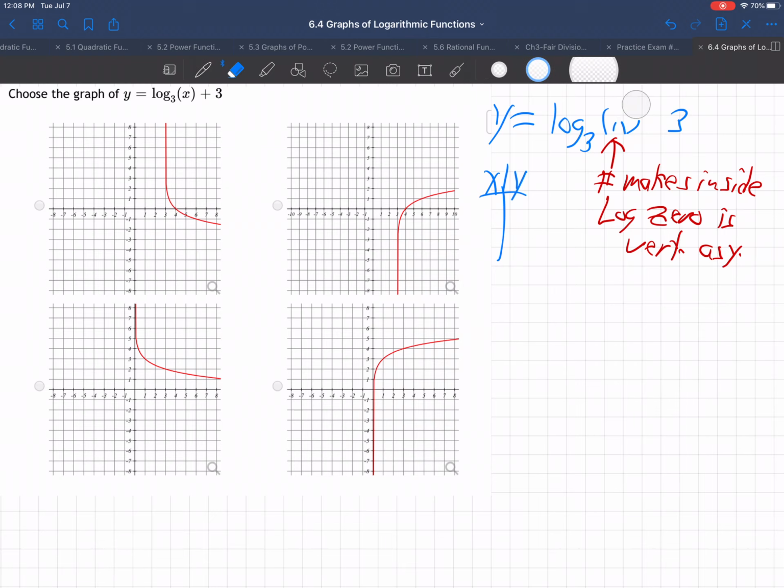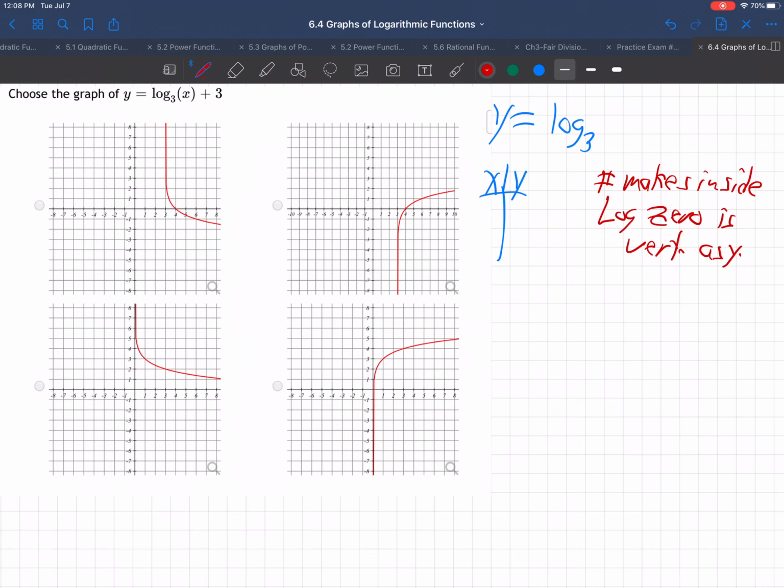So for example, maybe another example would make it more clear. What if this was x plus 4 and then you had a plus 7 out there or whatever? Well, then that would mean negative 4, right? X equals negative 4 would make the inside 0, and that would be where your vertical asymptote is. So you get the idea.